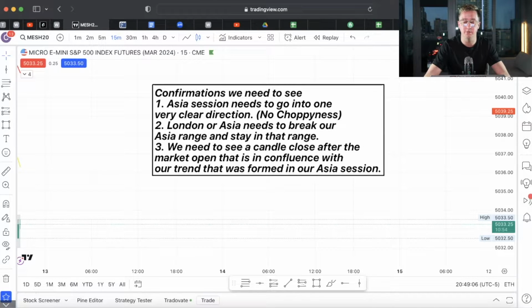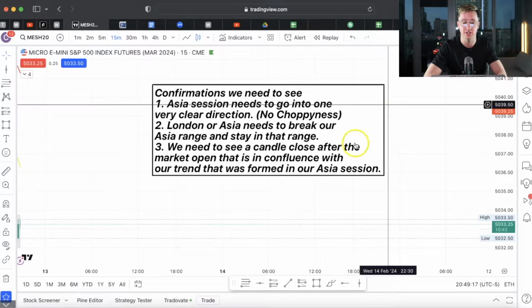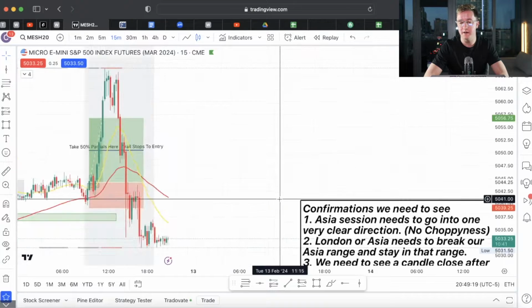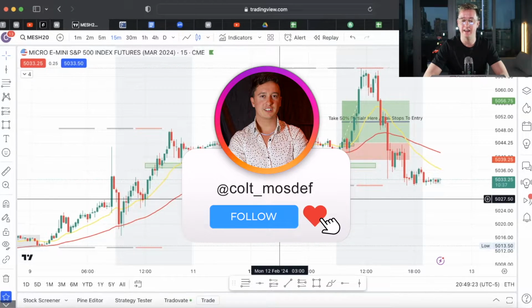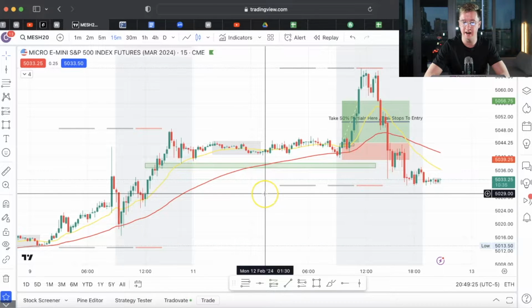Thirdly, this is the final part when we're actually getting ready to trade. We need to see a candle close after the market open that is in confluence with our trend that was formed in the Asia session. So what do I mean by this? It actually occurred today, and it happened yesterday or on Friday as well.